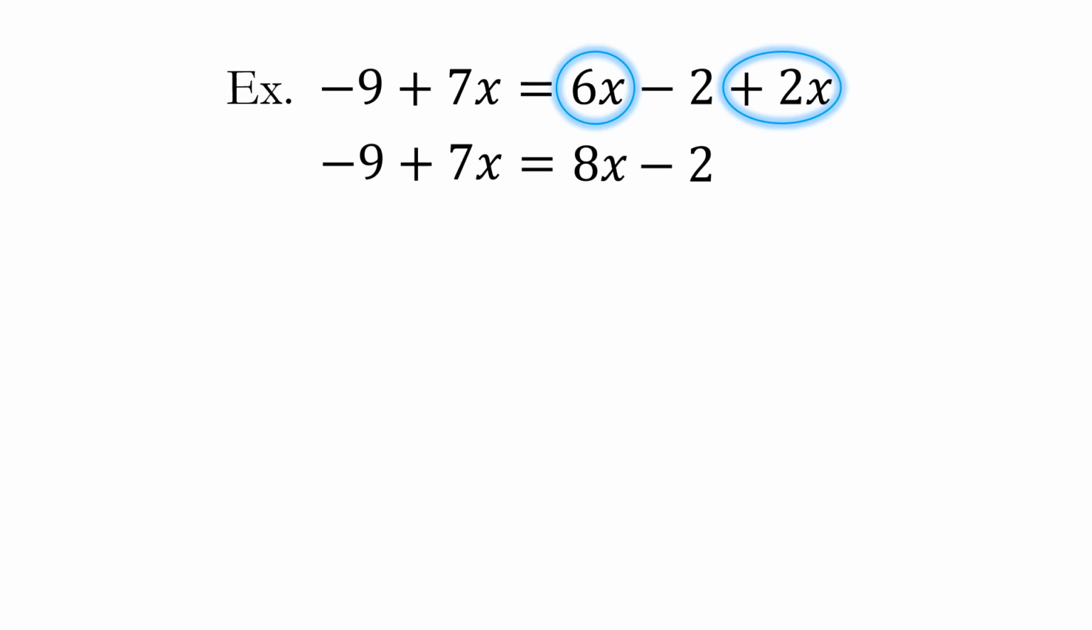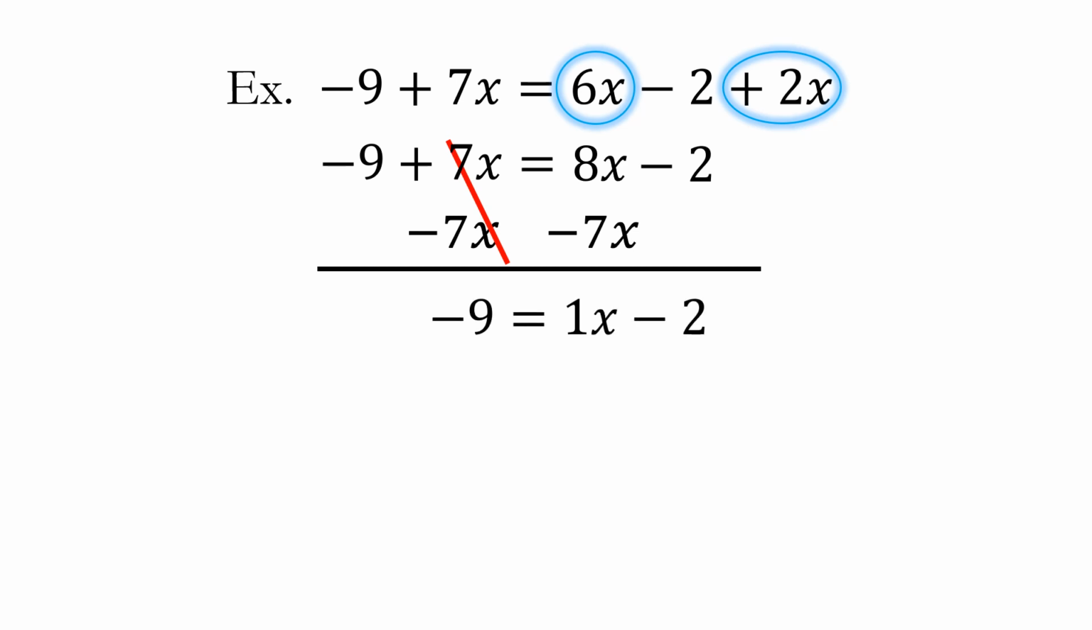Now we want to get all the variables on the same side of the equation. We have a 7x and an 8x. 7x is the smaller of the two, so we're going to do the opposite of adding 7x, which is subtracting 7x. Remember, you always want to make sure you're subtracting your x values from x values. Positive 7x and negative 7x, or adding and subtracting 7x, are opposites and will cancel. We'll bring down our negative 9, and 8x subtract 7x equals 1x, and we'll bring down subtracting 2.